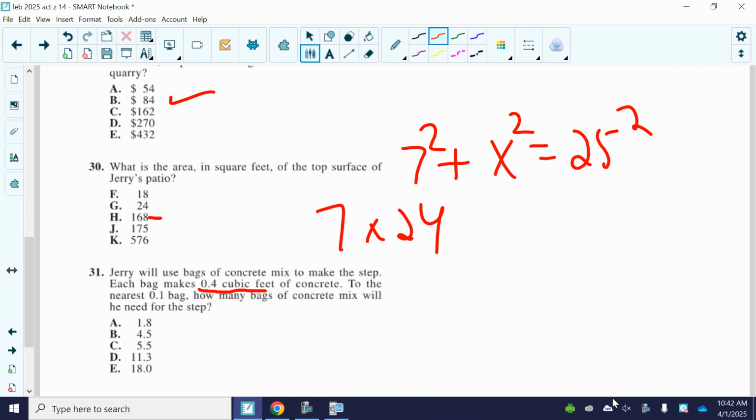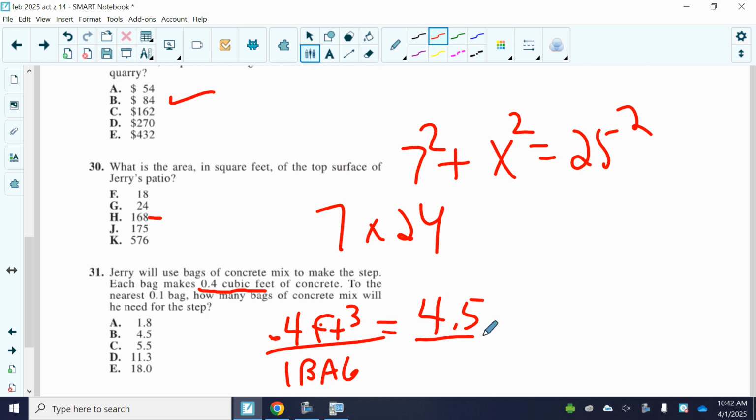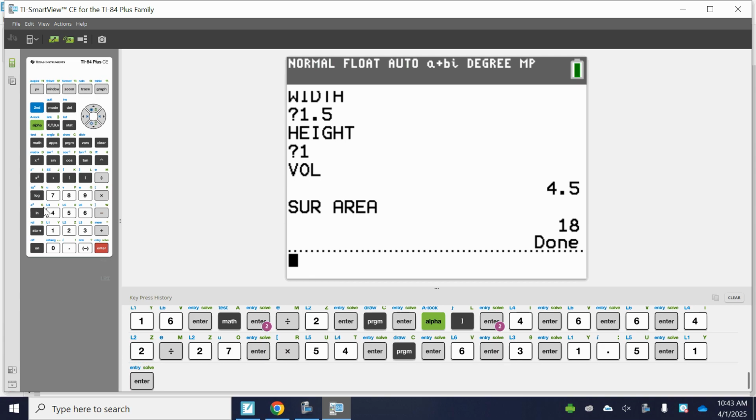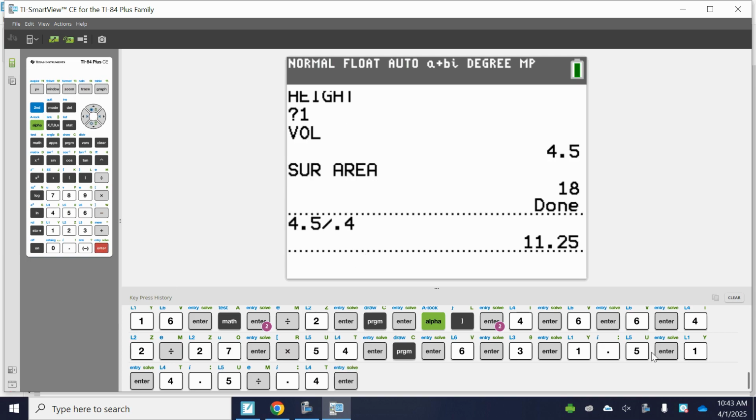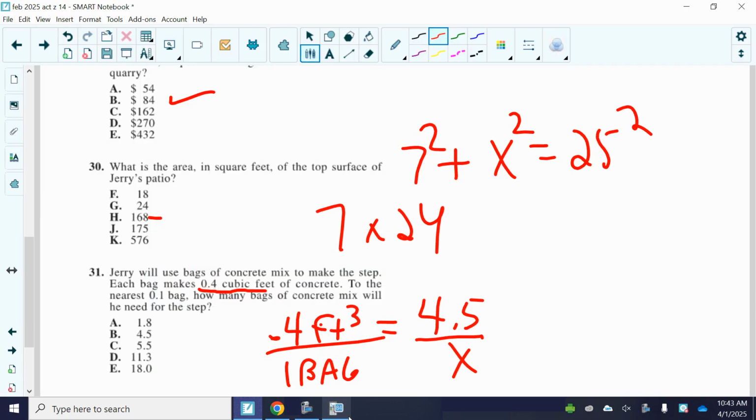Now be careful, I always get confused. Do I multiply? Do I divide? What do I do? Well, 4.5 is the volume, huh? And it makes 0.4 cubic feet for one bag, and I need 4.5 for X bags, huh? And it's at this point I go, oh yeah, I see it now. I'm going to divide 4.5 by 0.4. I don't know why that takes me so much, but it helps me to be a better teacher because I just say write it as a ratio proportion. So the answer is I'm going to need 11.25 bags to the nearest bag. So D is the choice.